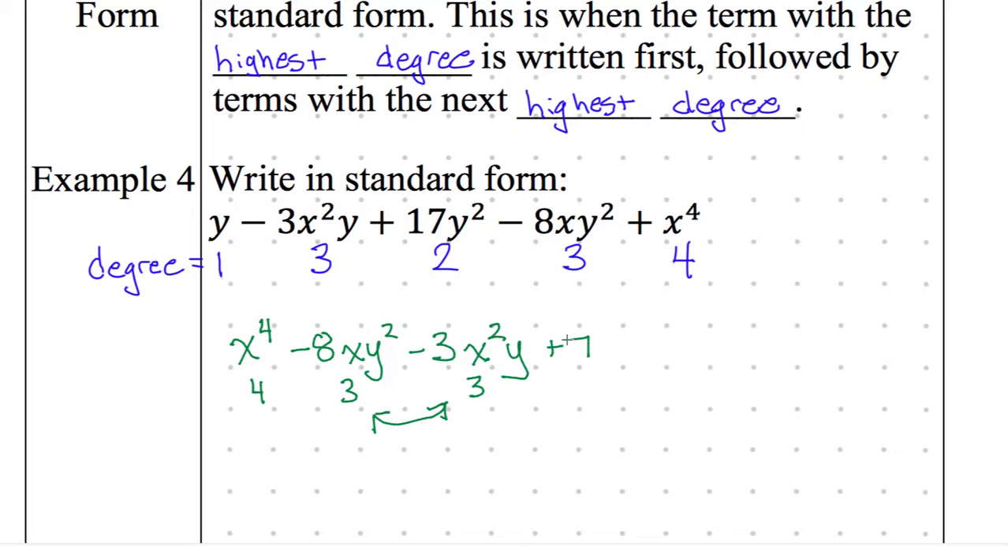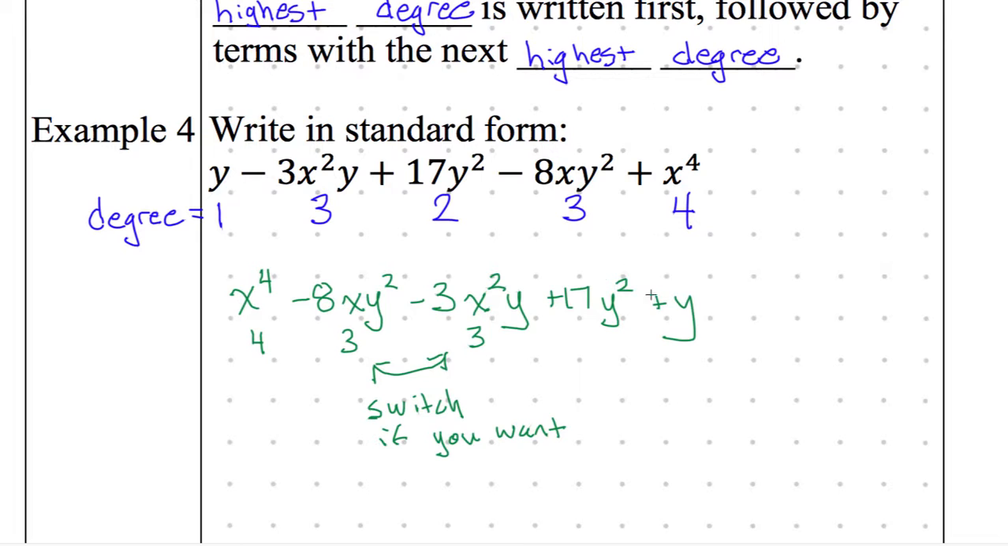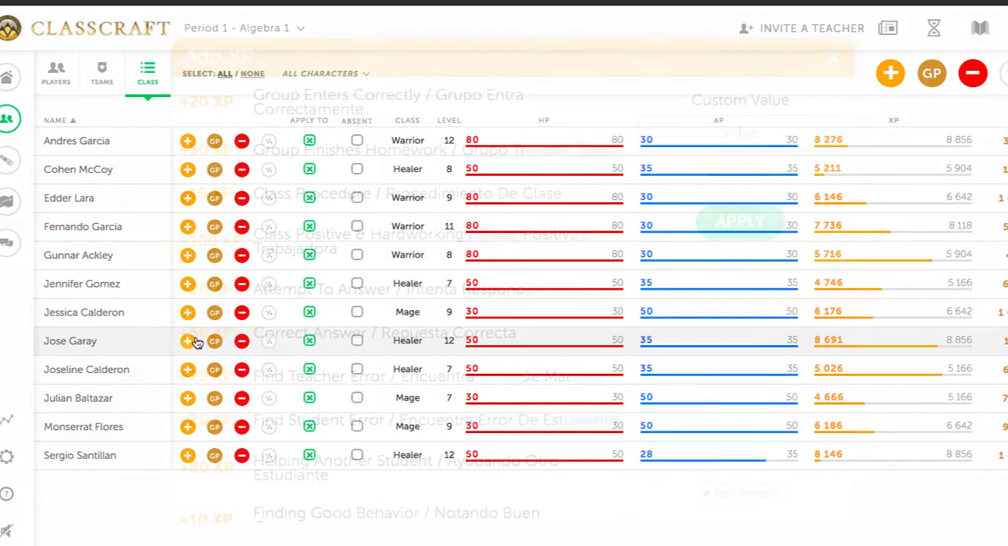Plus 17y to the power of 2. Plus y. There it is. This is now written in standard form. These are interchangeable. You can switch if you want. That was a degree 2 term. That was our degree 1 term. Notice that it goes 4, 3, 3, 2, 1. It's in descending degree. All right, thank you, Jose.